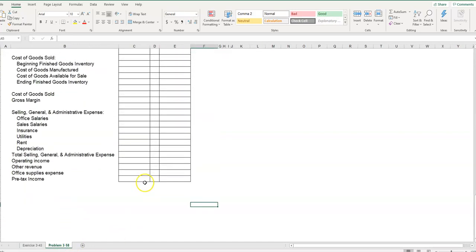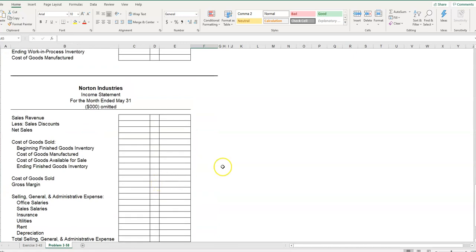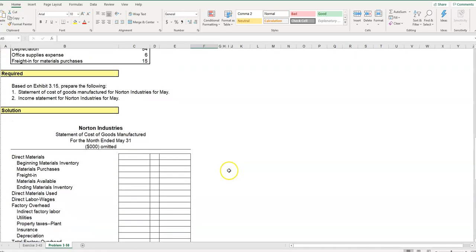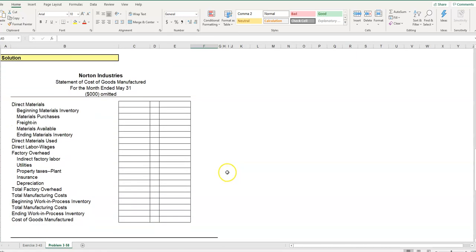The other problem that we're going to look at in Chapter 3 is the creation of a statement of cost of goods manufactured and an income statement for a manufacturing company. You might remember making a statement of cost of goods manufactured in Principles of Accounting 2, but it's probably been a while since you've made one of these statements. So we're going to go through an example.